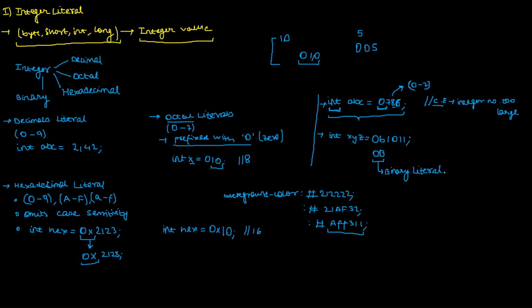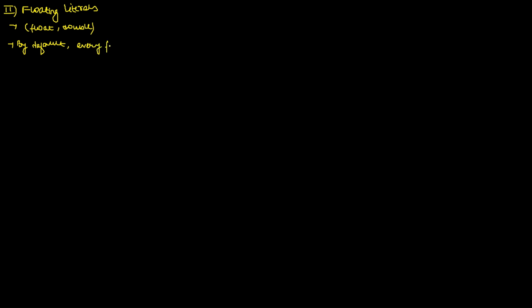Moving on, let's explore the floating literals. What are they and how do they work? So the second type we are discussing is floating literals. Floating literals are pretty simple to understand. These are just for the types float and double. By default, every floating point value is of double type. So let me write this: by default, every floating point is of double type.